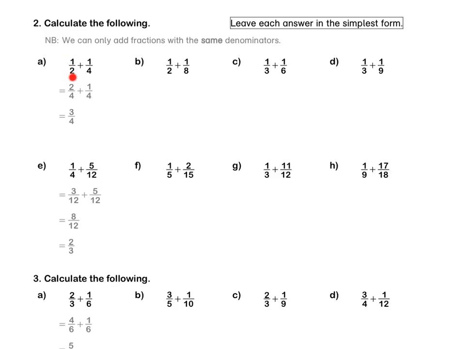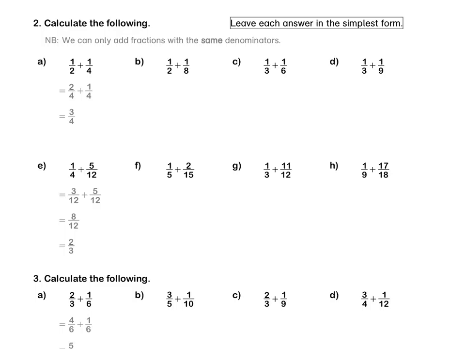Therefore, a half we rewrite as 2 quarters. We times top and bottom by 2. 2 times 2 is 4, and 1 times 2 is 2. Then we add the quarter, and our final answer is 3 quarters. Get out your pen, and let's do B together.